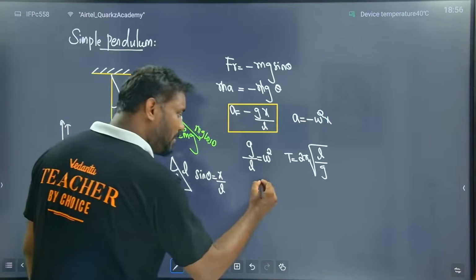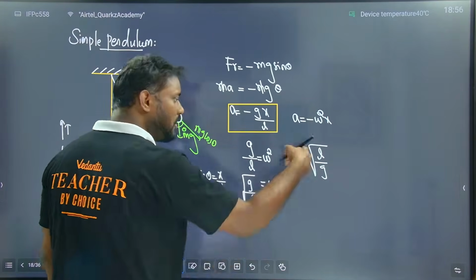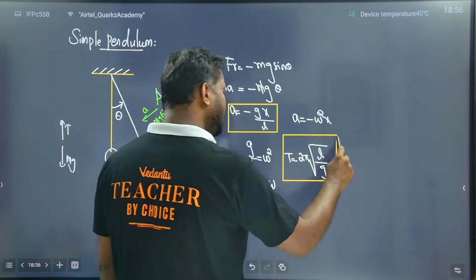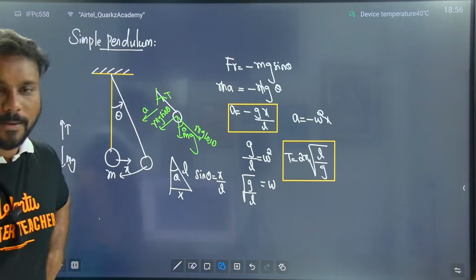So ipo omega oda value eppadi therinjikalam? Omega is equal to root under g by L. Then time period eppadi calculate pannalam? Time period is equal to 2 pi root under L by g nu calculate pannalam. This is what is the time period.